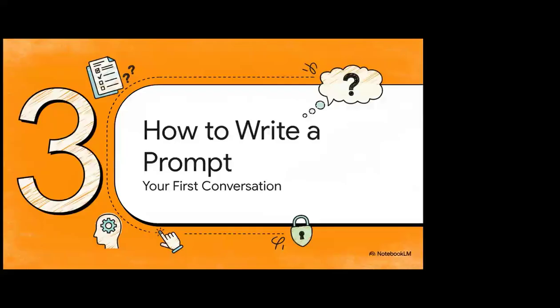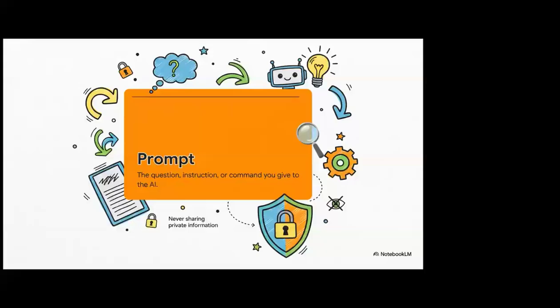Okay, safety briefing complete. Now for the fun part, having your very first conversation with your AI assistant. Let's learn how to actually give it instructions so it can start working for you. You're going to hear the word prompt a lot, but don't let it confuse you. All a prompt is, is your instruction. It's just you saying, hey, can you help me with this? That's it. It's how you start the conversation.